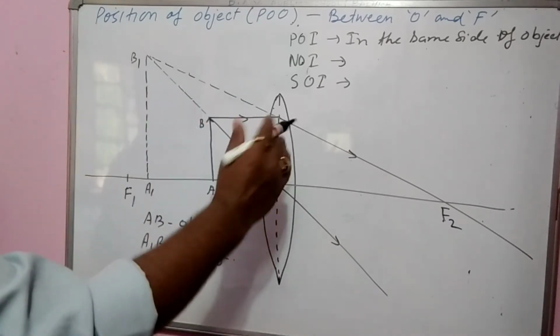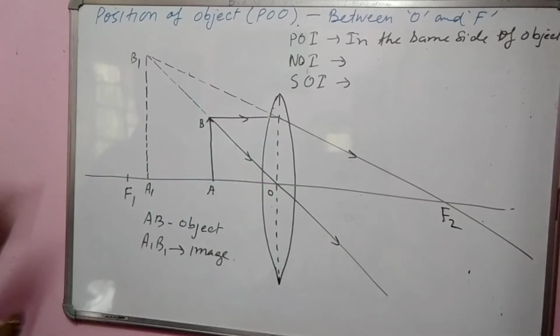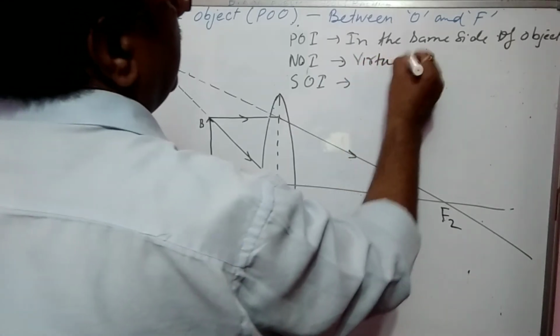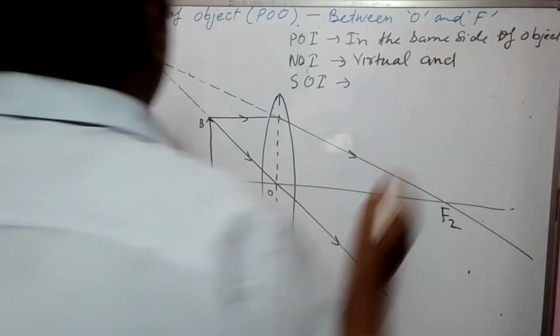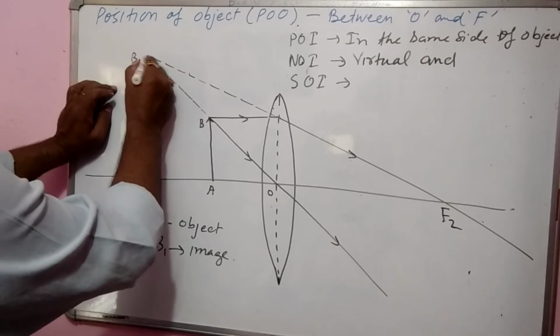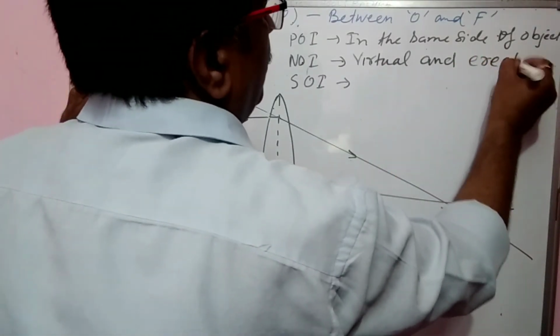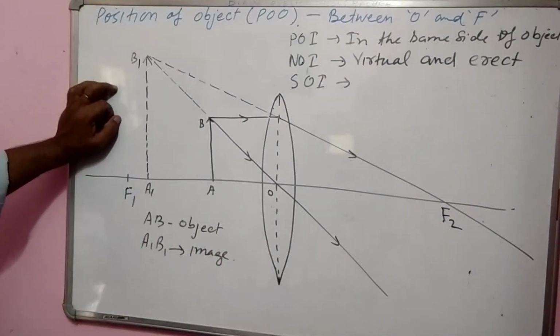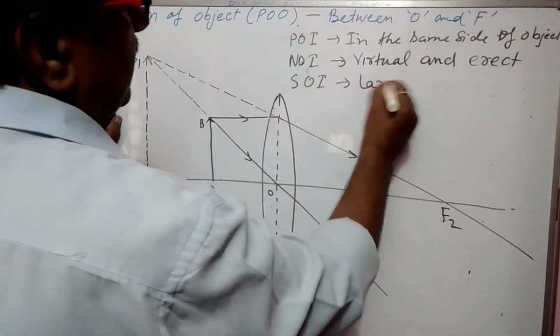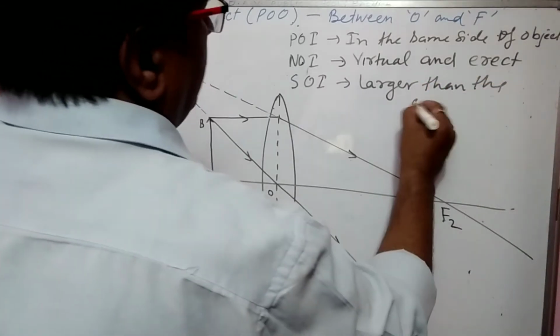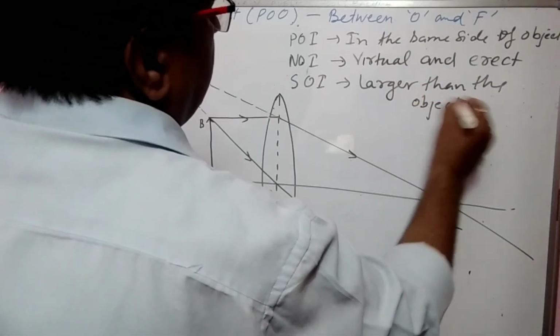Nature of image: as it is made by proceeding the lines, it is virtual. And as it is virtual, it will be erect. So it is virtual and erect. Size is larger than the object.